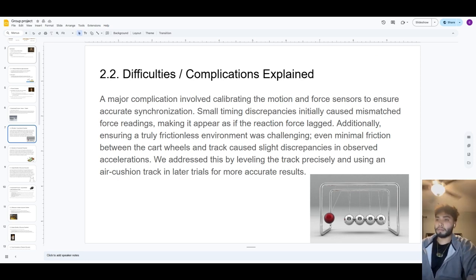Difficulties, complications explained. A major complication involved calibrating the motion and force sensors to ensure accurate synchronization. Small timing discrepancies initially caused mismatched force readings, making it appear as if the reaction force lagged. Additionally, ensuring a truly frictionless environment was challenging. Even minimal friction between the cart wheels and track caused slight discrepancies in observed accelerations. We addressed this by leveling the tracks precisely and using an air-cushioned track in later trials for more accurate results.